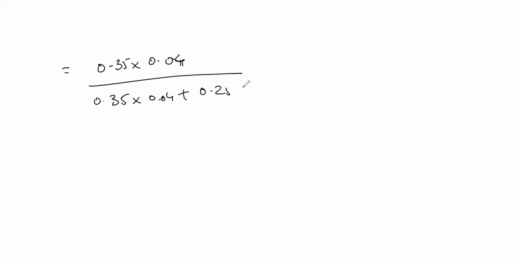So 0.35 into 0.04. By the same thing you write it down, 0.35 into 0.04 plus 0.25 into 0.05 plus 0.40 into 0.02. If I do all the calculation, I'll get 28 by 69 respectively.